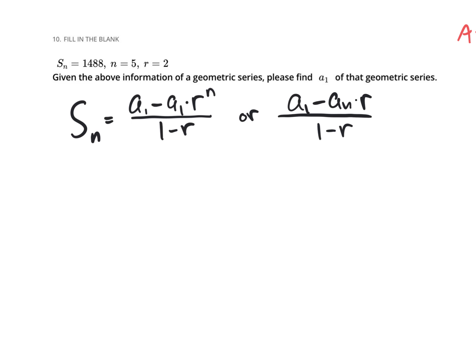Let me highlight it so you can make more sense of it. The 1,488, that's going to go right here. And then you're going to plug in your a sub. Actually, the a sub 1 you don't know, but the n you do know. The n is 5, and that's going to go up here. And the common ratio is 2. I'll do that in green. Common ratio 2 goes down here and down here.